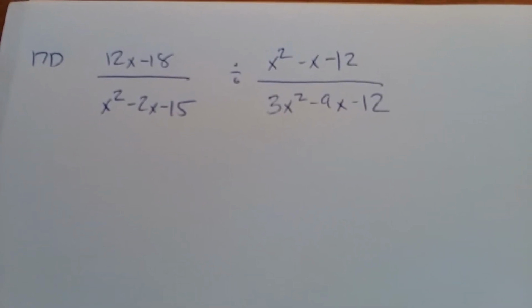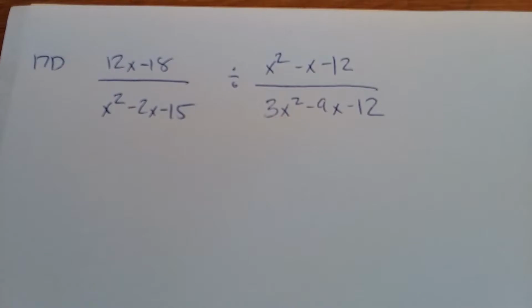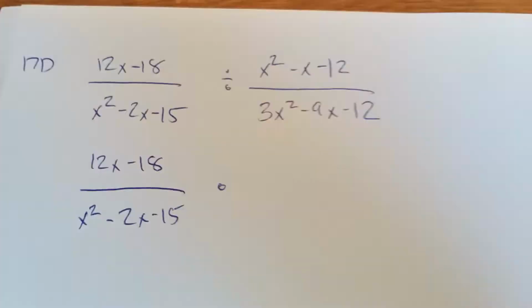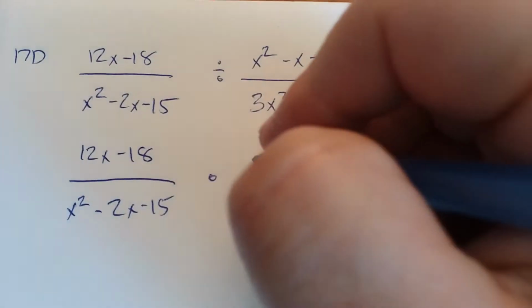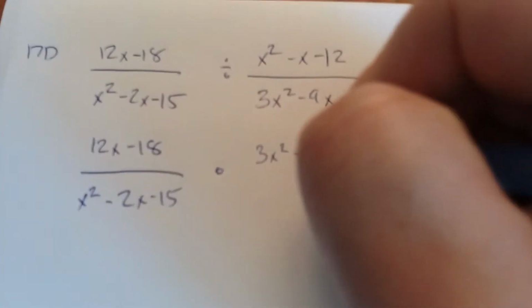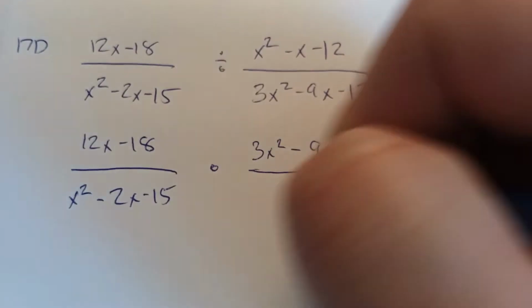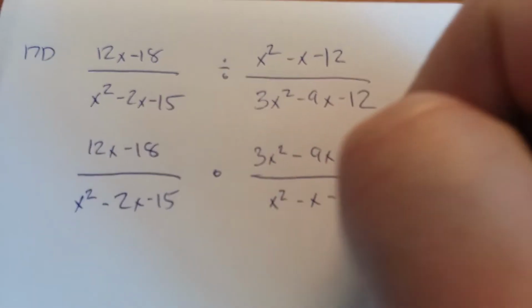So what we have here is question 17D. The first thing I'm going to do is not division. I do not like to divide one fraction by another fraction. I like to use multiplication. And the way that you change division to multiplication is you simply flip the second fraction over to its reciprocal.